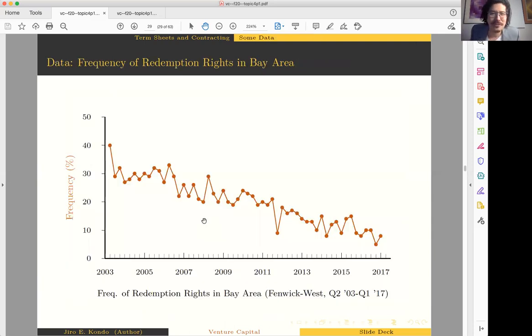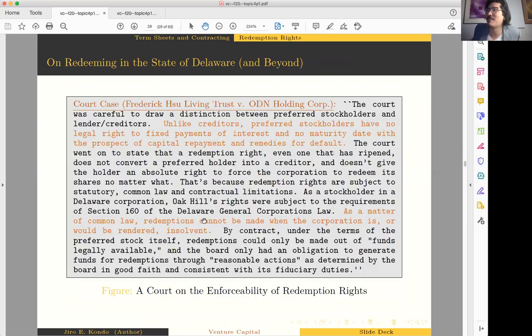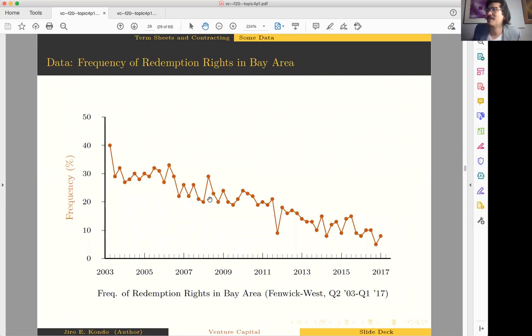By the way, the fact that courts have ruled that you can't enforce this, and that this has made redemption less frequent, does this, from your perspective, hurt or help the liquidity of the VC's position? Hurt. It hurts it, right? This is not a subtle thing, right?